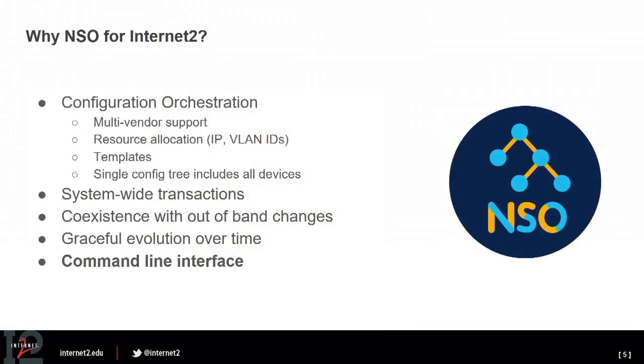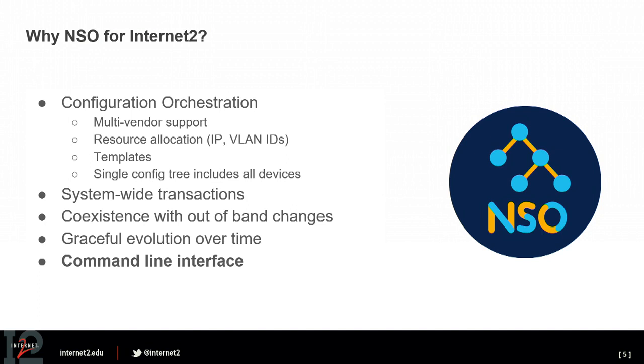So real quick, about why Internet2 chose NSO. I think the first two bullet points for most folks familiar with NSO are pretty obvious, so I'm going to focus on the last three. Number one was coexistence with out-of-band changes. So during our migration, not only were we introducing an automation platform, something we hadn't really had before, any kind of tooling for automation, but we're also migrating vendors and CLIs.